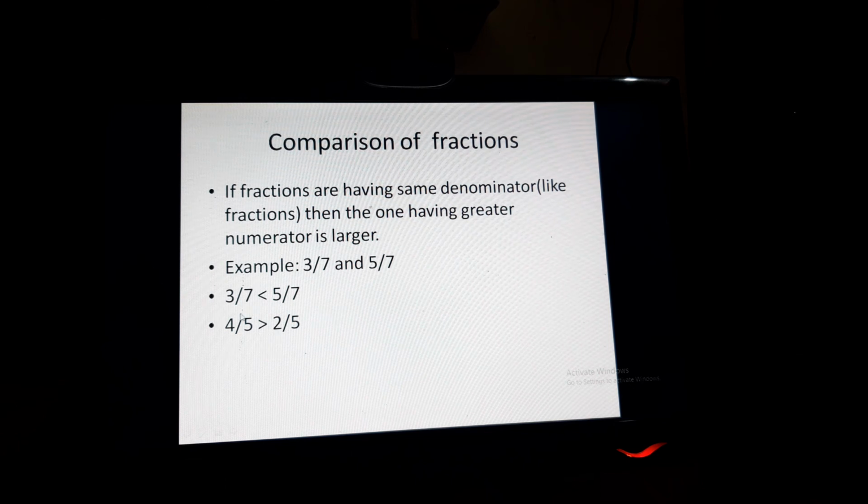You can see one more example here. These two are like fractions, 4 upon 5 and 2 upon 5. 5 and 5 are common denominators. That means these two are again like fractions. So 4 is greater than 2. Therefore 4 upon 5 is greater than 2 upon 5.